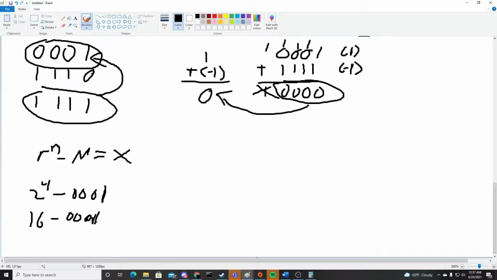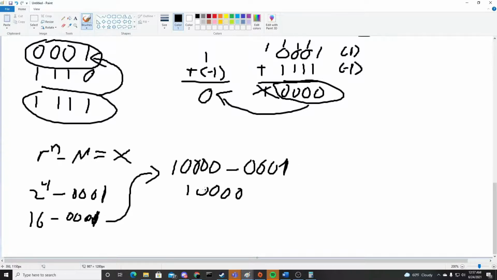0, 0, 0, 1. We will bring this up here. Converting 16 to decimal, we have 1, 0, 0, 0, 0 minus 0, 0, 0, 1. So we would have 1, 0, 0, 0, 0, and subtract from this 0, 0, 0, 1. And so we need to borrow 1 all the way over here from the left. Left with 0. Here we're left with 2.